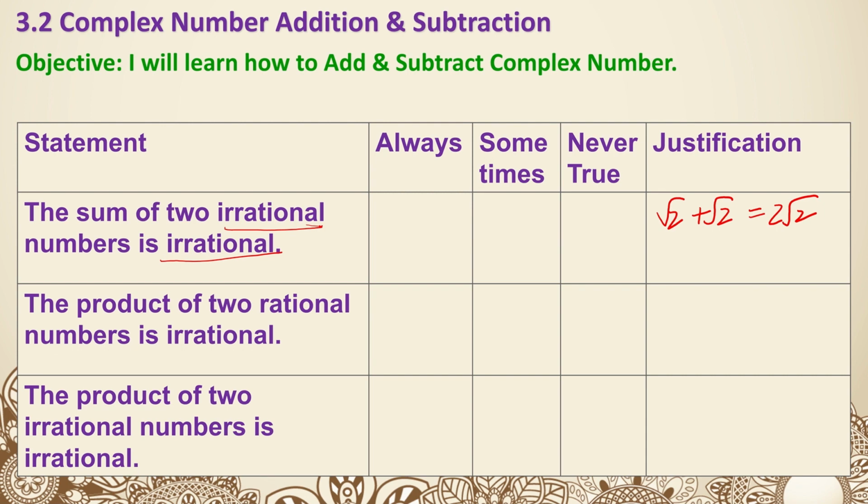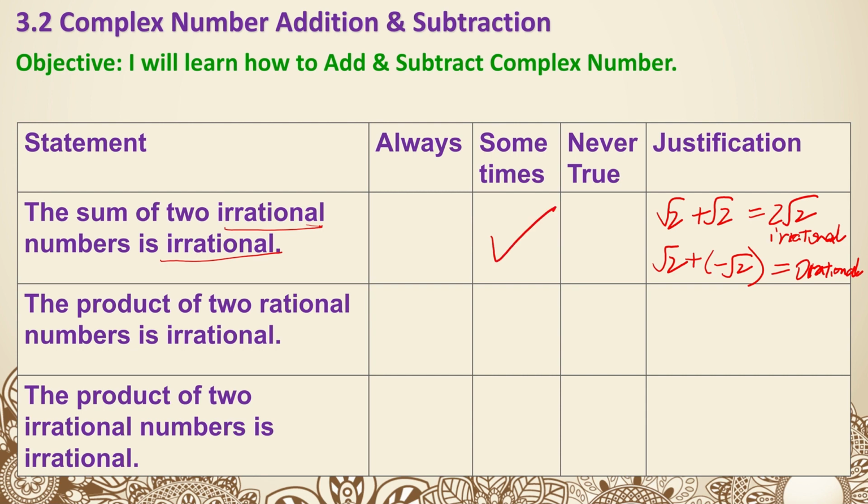However, there's also a special case, which is if you have a square root of 2, let's say, plus a negative square root of 2. Numbers can always cancel each other out. In this case, you get a 0. So the top one is irrational, and the bottom one is actually rational. That is why, in this case, the statement is sometimes true. It's not always true. It's not never true.